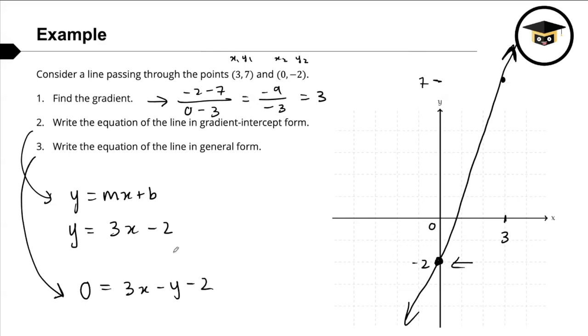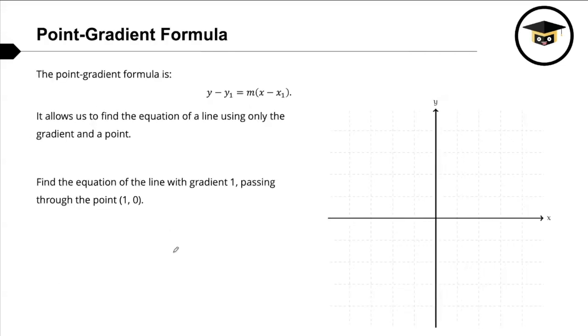Hopefully that makes sense. Now we have the point gradient form. So the point gradient form is basically given one point and a gradient of a line, we can find the equation of that line. So here's an example. Find the equation of the line with gradient 1 passing through the point 1, 0. So we know that it passes through 1, 0, which is this point here, and it has a gradient of 1. So it looks like this.